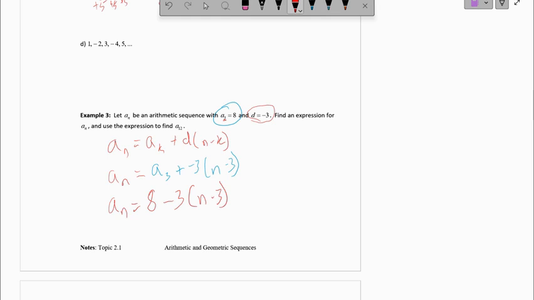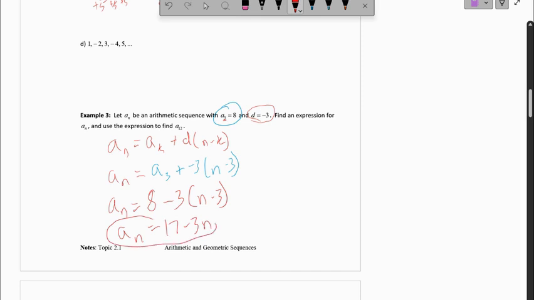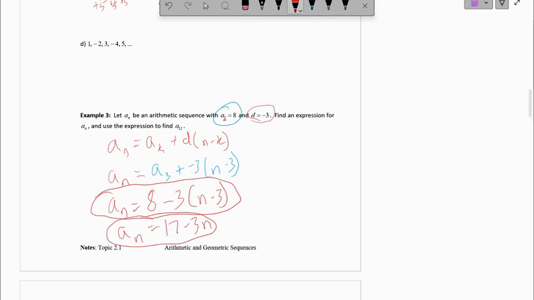You can also multiply this out. If you multiply it out and simplify, you'll get 17 minus 3n. So either one of those two are correct. Just realize it'll probably be the bottom one if it was a multiple choice question. So just keep multiplying it out.